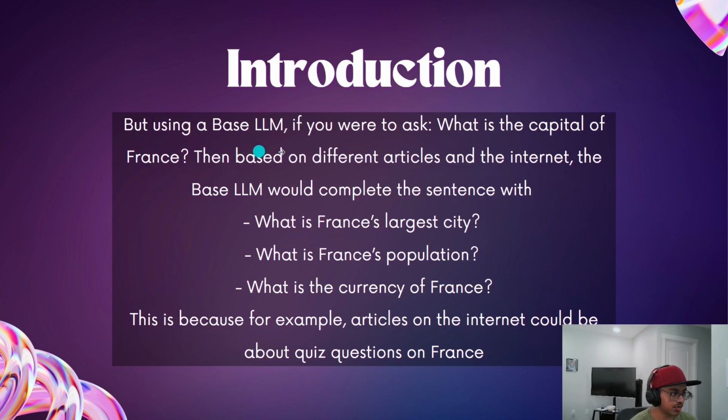However, if you were to ask a base LLM what is the capital of France, then based on different articles on the internet, the base LLM would respond with questions like: what is France's largest city? What is France's population? What is the currency of France? So it's not going to actually answer your question, it's just going to put out the most likely next words. This usually happens because, since it's going off of the internet, these could be questions coming from a quiz website that has many questions such as what is the capital of France. And that summarizes everything about what the base LLM is.